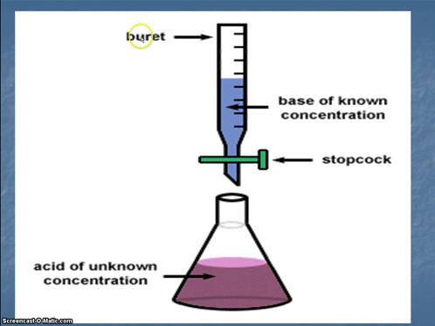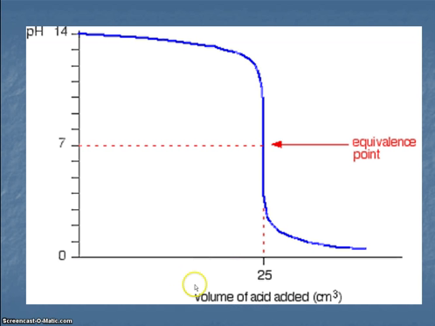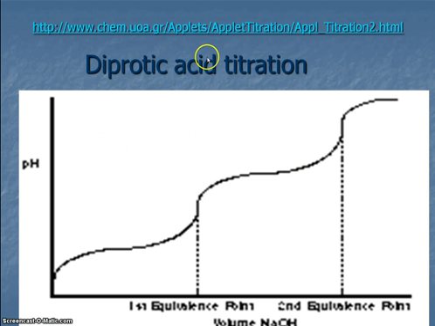So, review. We have a burette. We're going to put the base of the known concentration here. This is a stopcock. We're going to open it and add drop by drop to the unknown acid concentration. If we were to graph this as we did it, and we started with a base down on the bottom, down in the flask, we added acid, this is what the reaction curve would look like. The point where they're equal, pH of 7, is the equivalence point. If we have an acid that has 2 hydrogens that have to come off, we end up getting this going on. So we have the first point where the first hydrogen comes off, and then the second hydrogen.